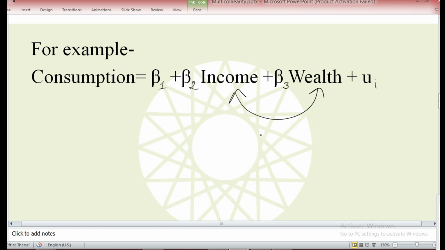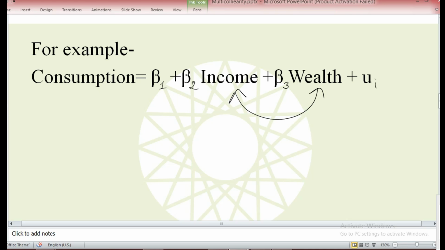But in reality there may be a collinear relation among the two. For example, those who have a higher level of wealth tend to have a higher level of income. So there is a positive correlation between wealth and income also. So what does that mean? They are mutually correlated, and this may result in imprecise prediction of consumption.